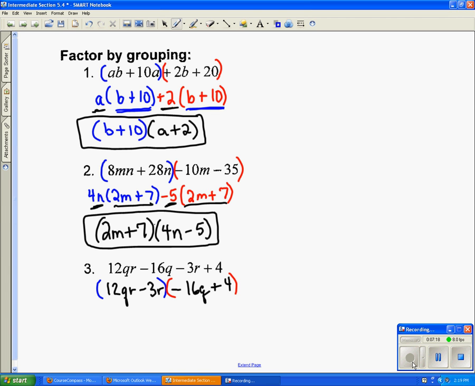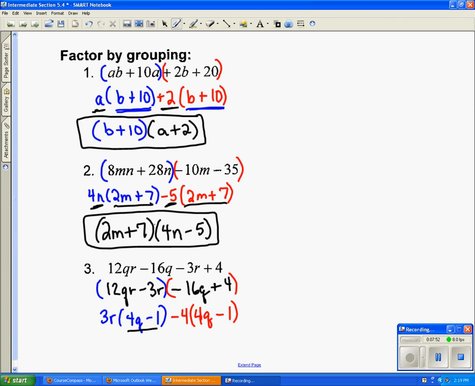So the first one in blue has a common factor of a 3, and they both have an r. So I have 4q left minus, and I have to put 1 as a placeholder. So then now these both have a 4. Let's do a negative 4 so that this becomes positive. So we're going to take a negative 4 out of both of them. When you divide this by negative 4, you get a positive 4q, and you get a negative 1.